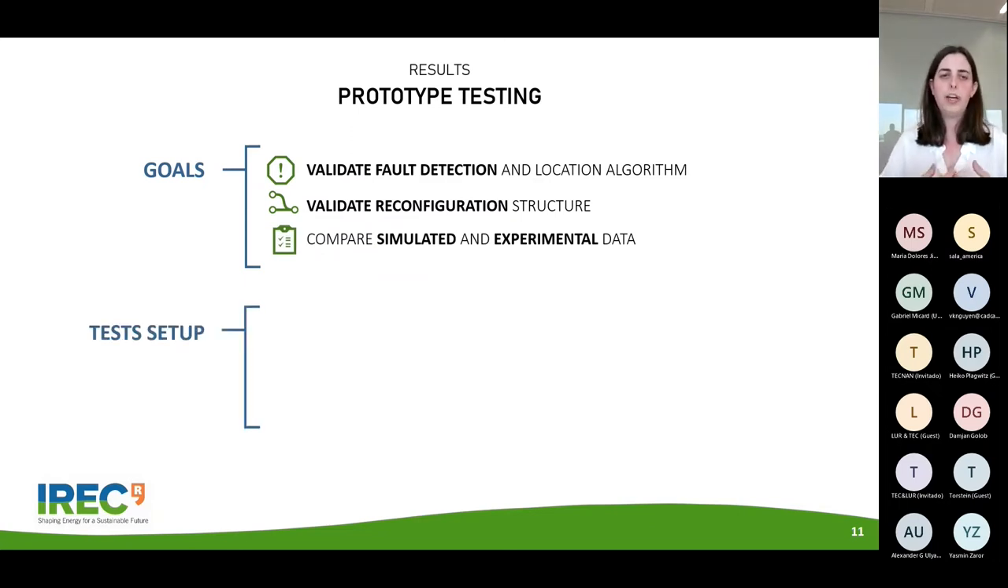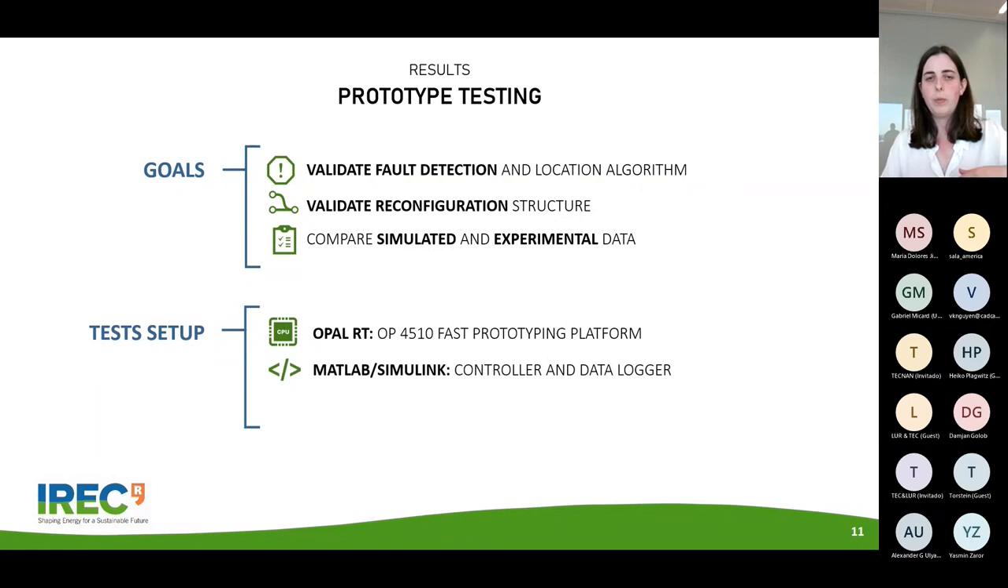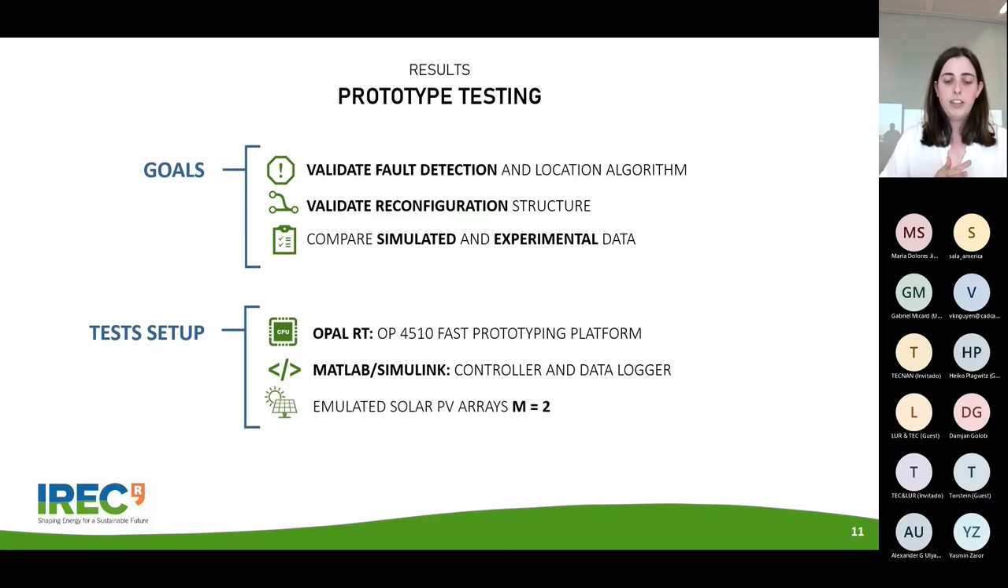To do so, we have built a 5 kW lab scale prototype that we control using the CPU of an OP4510, which is a fast prototyping platform by OpalRT, that we have coded with MATLAB Simulink to perform as a control and as a data logger. And even though we take a modular approach, we have only emulated two solar PV arrays for size limitations in the laboratory.